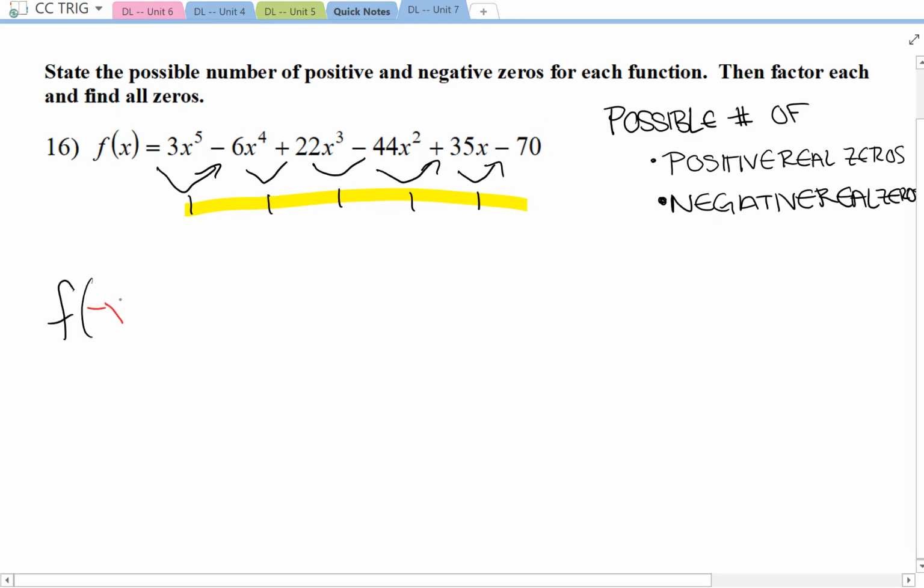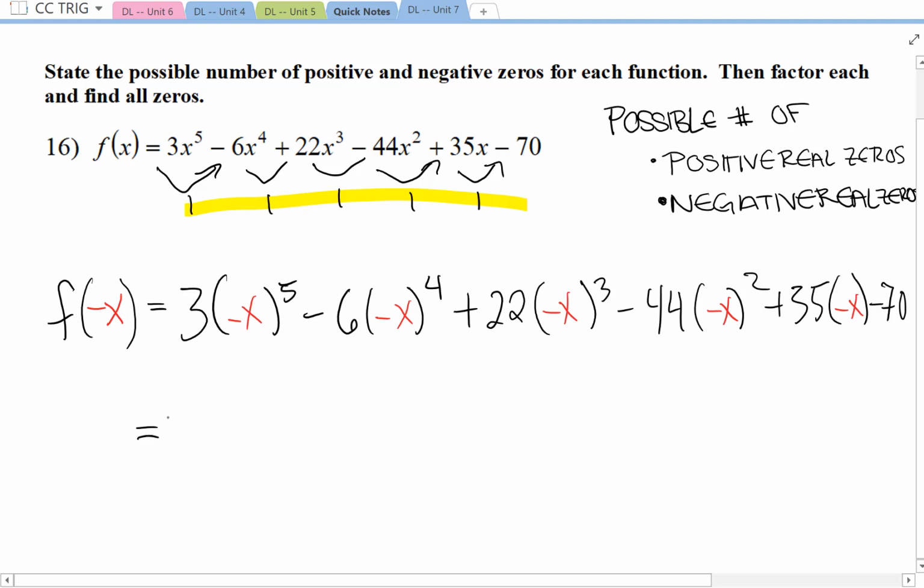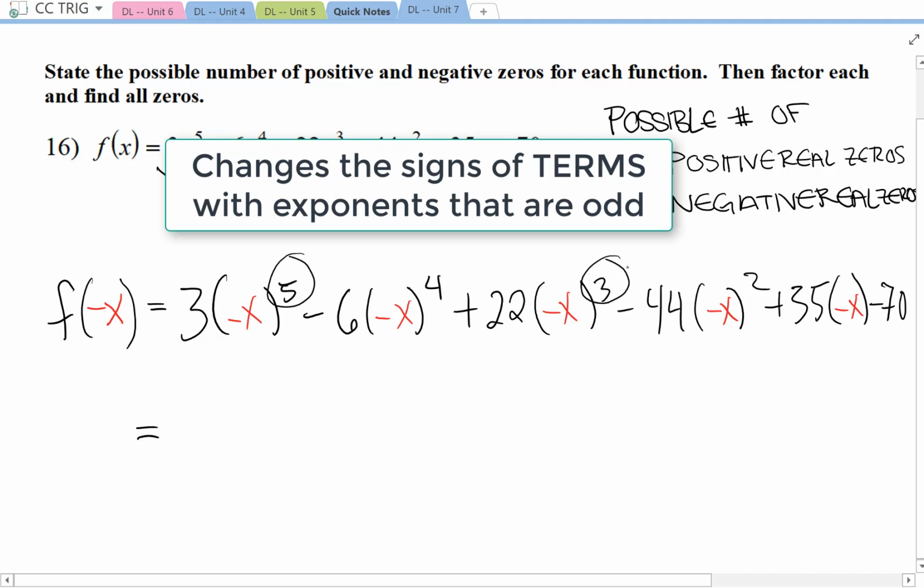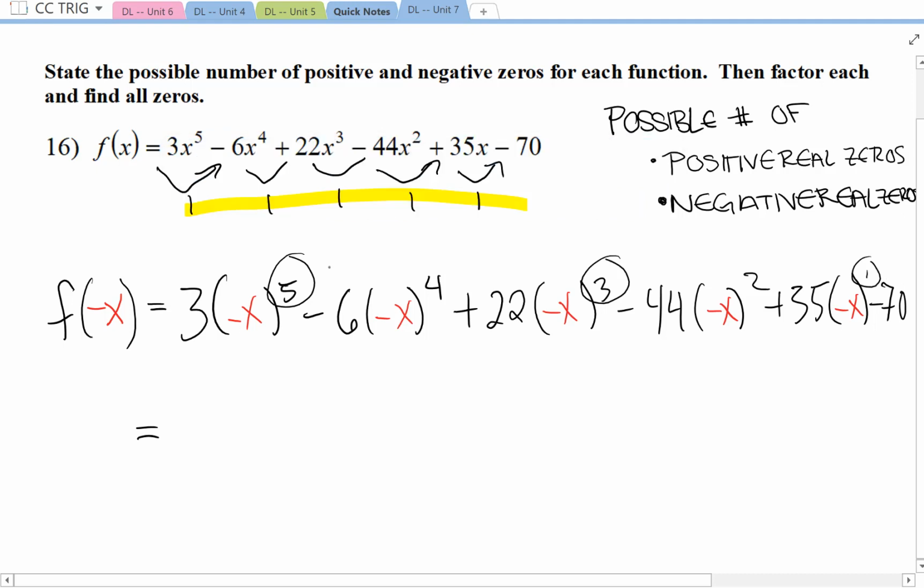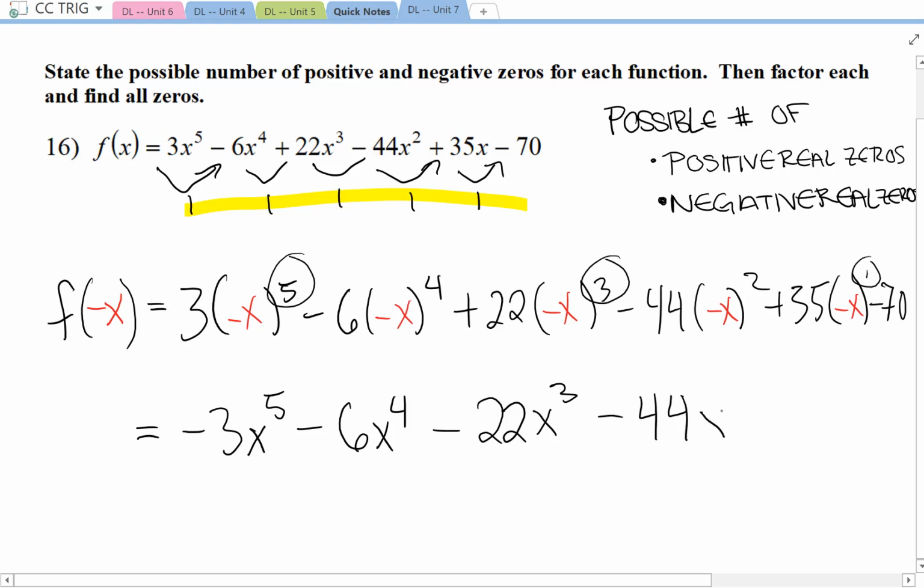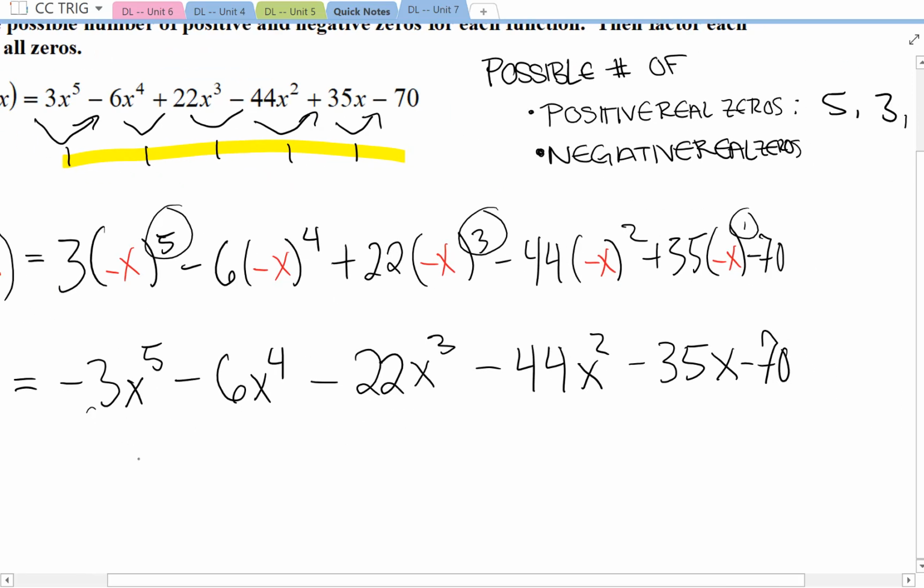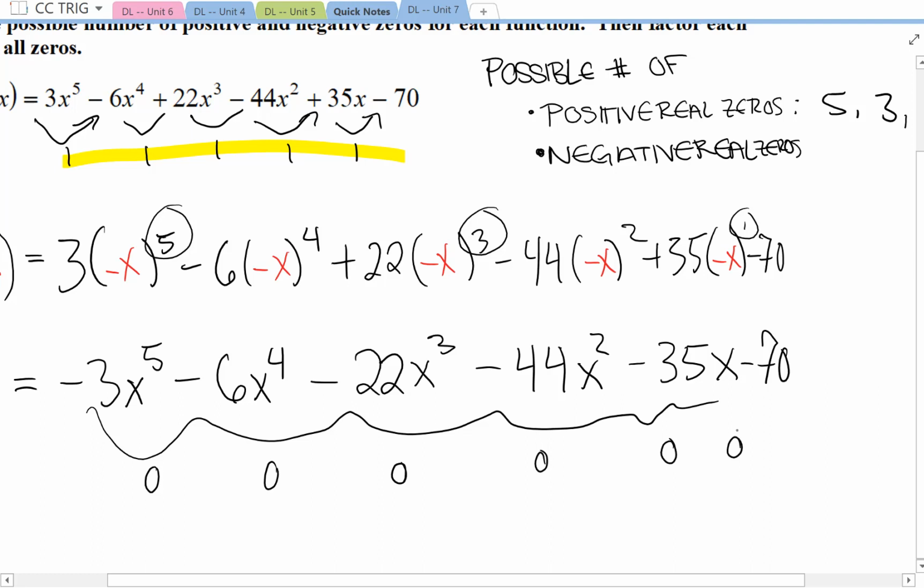Now we're going to evaluate f of negative x. Remember, inserting negative x only changes the signs of exponents that are odd. So negative x to the power of 5, that does change the sign, and that would be negative 3x to the power of 5. Minus 6 times x to the power of 4, the even doesn't change. This would be minus 22x cubed because this one's to the power of 3. This one stays minus because it's negative x to the power of 2. This one becomes minus 35x minus 70. If you notice here, every single one of these signs is negative. So there are literally 0 sign changes happening here. So 0 negative real zeros.